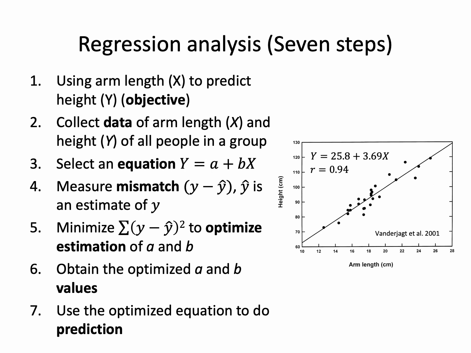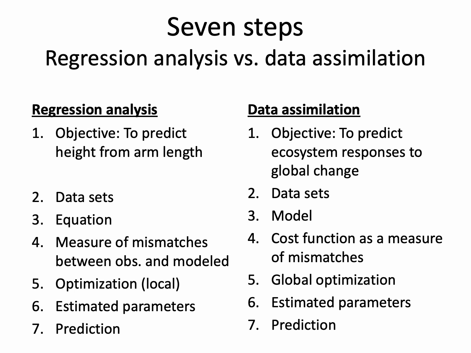In short, the 7 steps of conducting a regression analysis are: set up an objective, collect data, select an equation, measure mismatch, optimize by minimizing the least squares, estimate parameters, and predict. These 7 steps can be similarly used for data assimilation. To conduct a data assimilation study, we also need to firstly set up an objective, such as predicting ecosystem responses to global change. Secondly, have data sets. Thirdly, have a model. Fourthly, develop a cost function to measure mismatches between observations and model values. Fifthly, have a global optimization to minimize the cost function. Sixthly, estimate the parameter values.